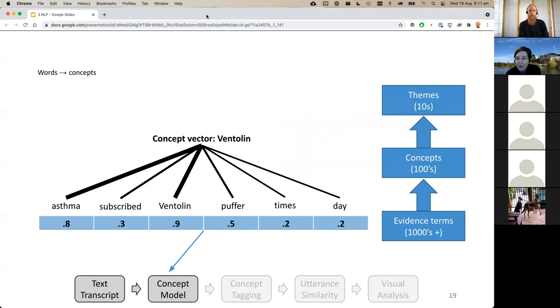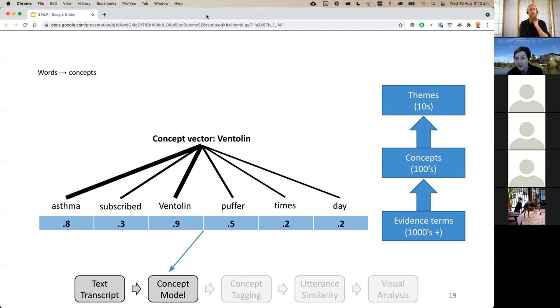So you don't just want when the words match, you want a concept that matches. So how do you create a concept for something like Ventolin, and where Ventolin is used in a text? This is a technique that looks at a whole set of conversations, doctor-patient conversations, or one reasonably extensive conversation, and looks at when the words occur together. Asthma, subscribed, Ventolin, puff, at times, day. There would be a whole lot of other words that have zero correlation with Ventolin. So Ventolin, the word, and Ventolin, the concept, are at two different levels of analysis.